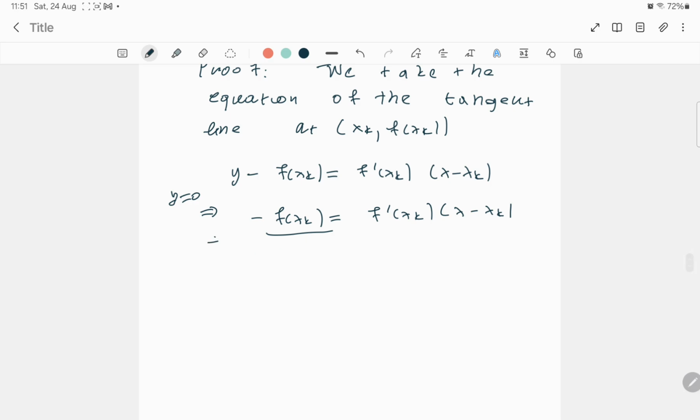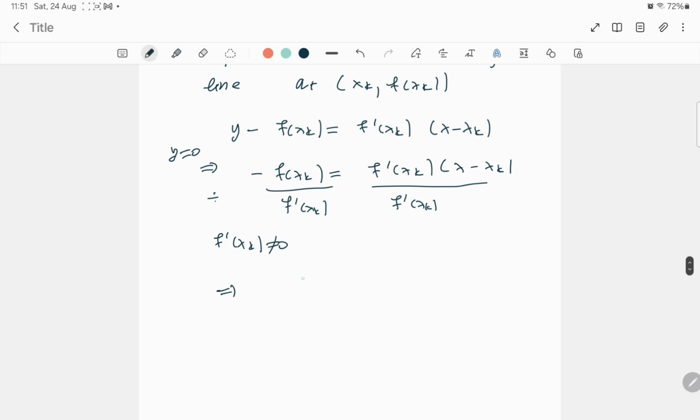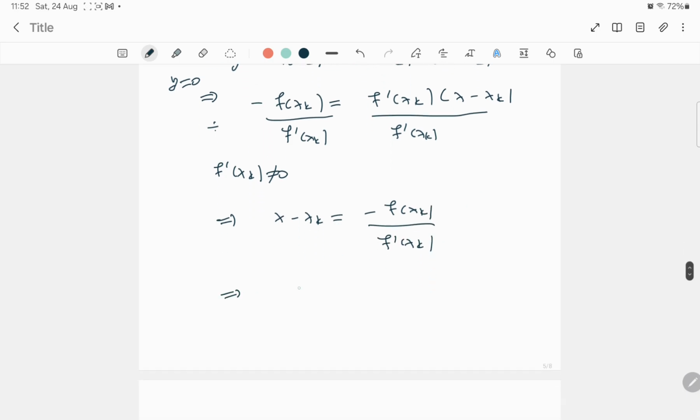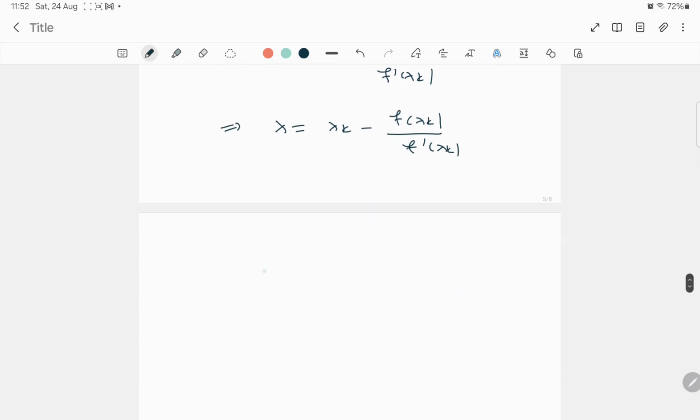We divide by the derivative f prime of xk, taking that f prime of xk is non-zero, and we have that x minus xk equals minus f of xk divided by f prime of xk, and from here we have x equals xk minus f of xk over f prime of xk, and this can be written as xk plus 1, so the next root should be the previous approximation minus this quotient.